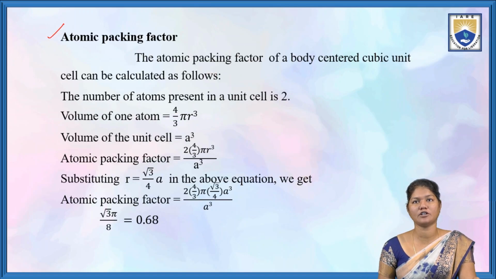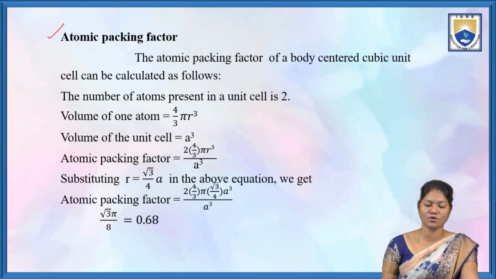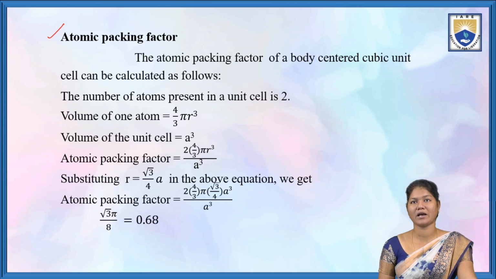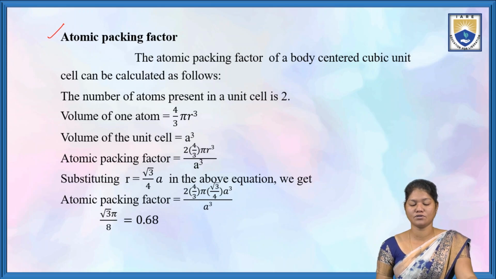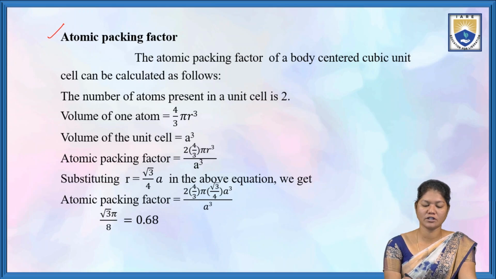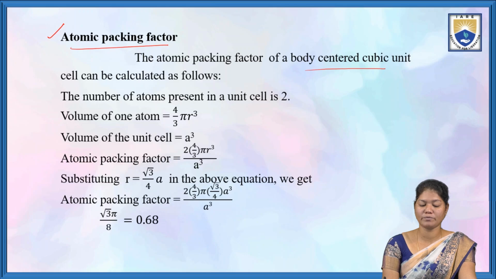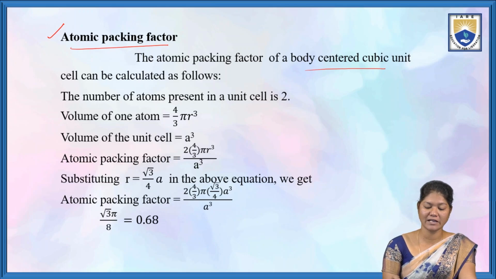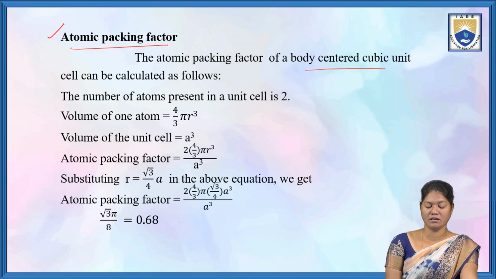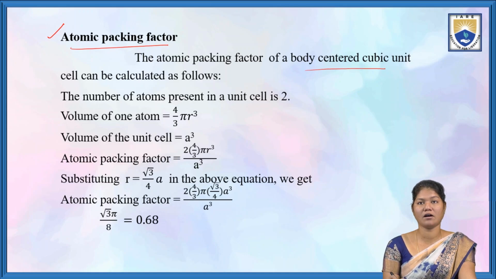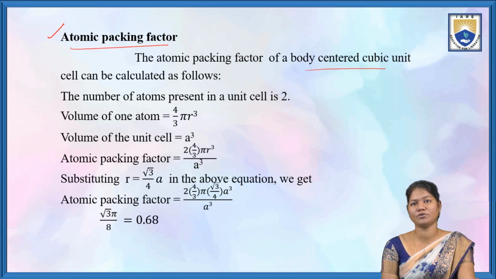Next, coming to the atomic packing factor, or packing fraction, as we call it. The atomic packing factor of a body centered cubic unit cell can be calculated by knowing how many atoms are present in the unit cell, what is the volume of the atom, and what is the volume of the unit cell.